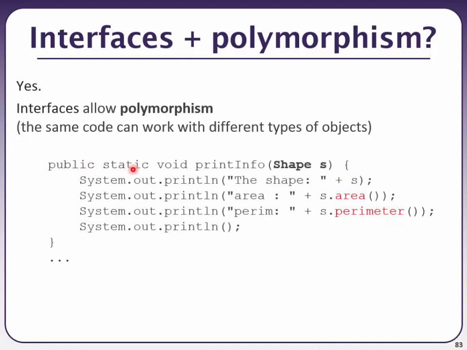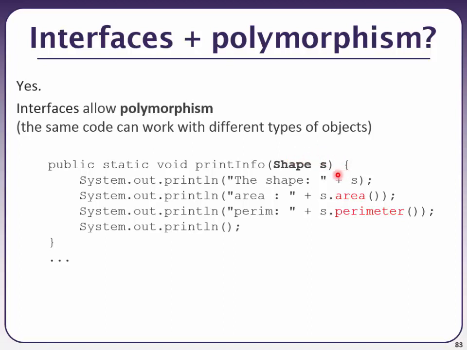So here's an example. Public static void printInfo. Remember the printInfo method from a previous video. This time we want to print information about an object, and the reference that we are passed as a parameter to that method is a reference to an object of class Shape. Well, Shape is an interface, right? So it is a reference to an object that has to be of a class that implements the interface Shape. It's getting long to say all of that, so a lot of people are going to say s is of type Shape, s is an object of class Shape.